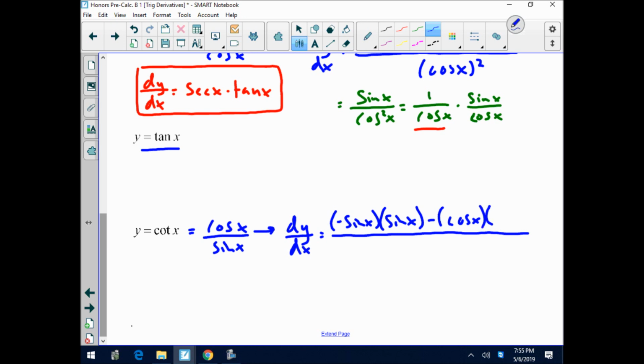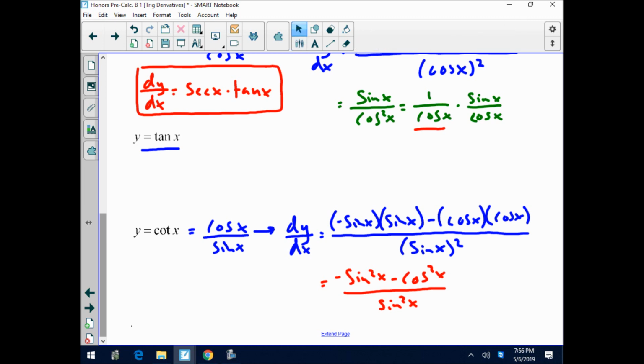The derivative of sine x is cosine x, and that's over sine squared x. Now in the numerator, I can see that I have a multiplication of sine and sine, so I can call this negative sine squared x. And then I've got multiplication of cosine and cosine, but I'm subtracting it away, so I can call this minus cosine squared x, over sine squared x.